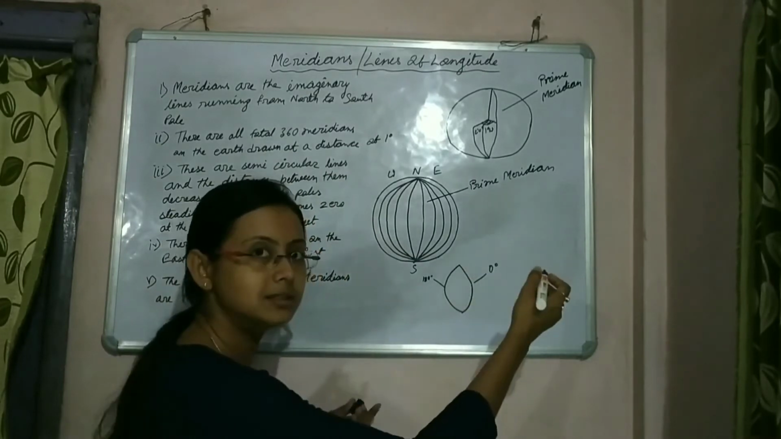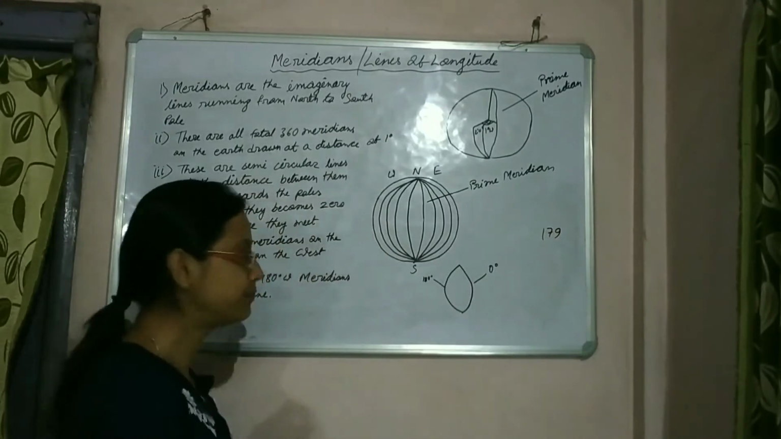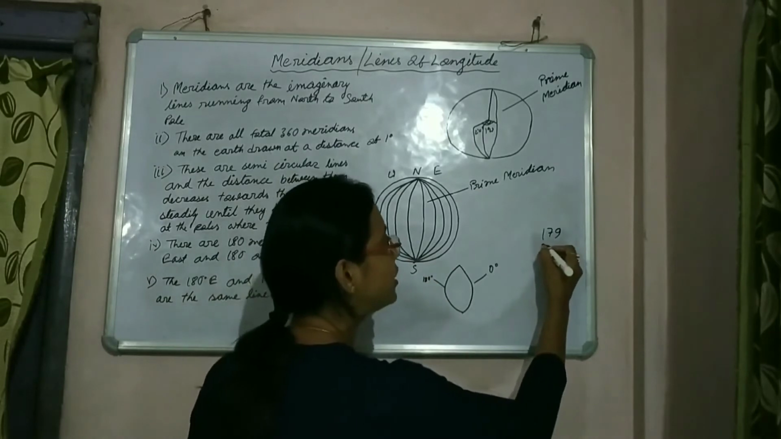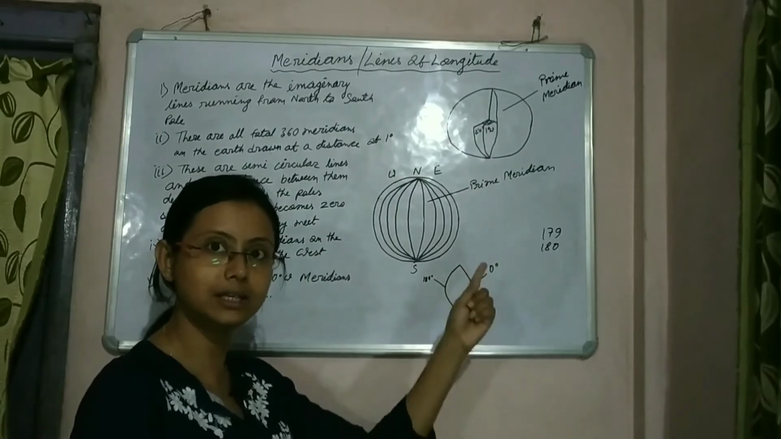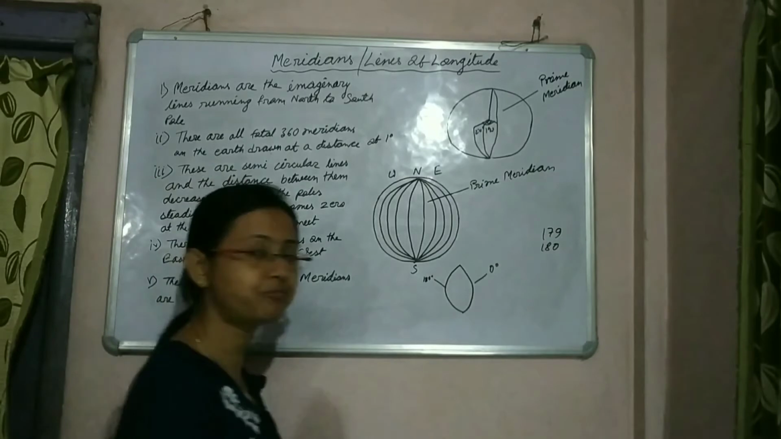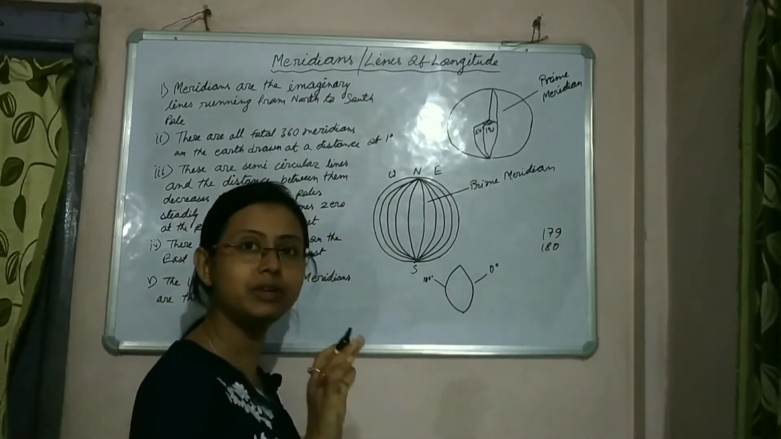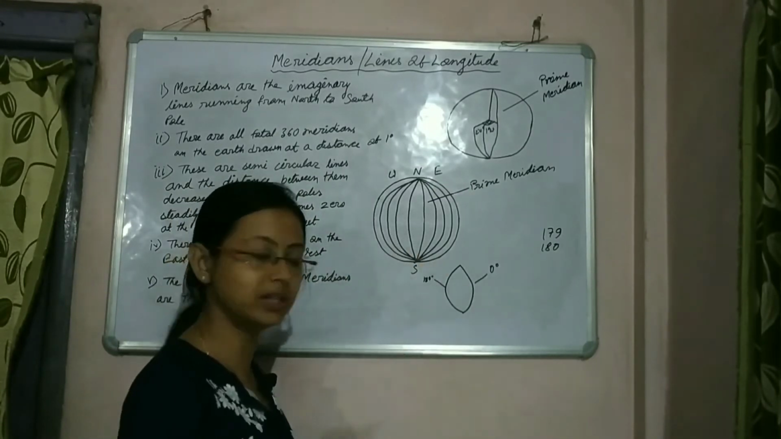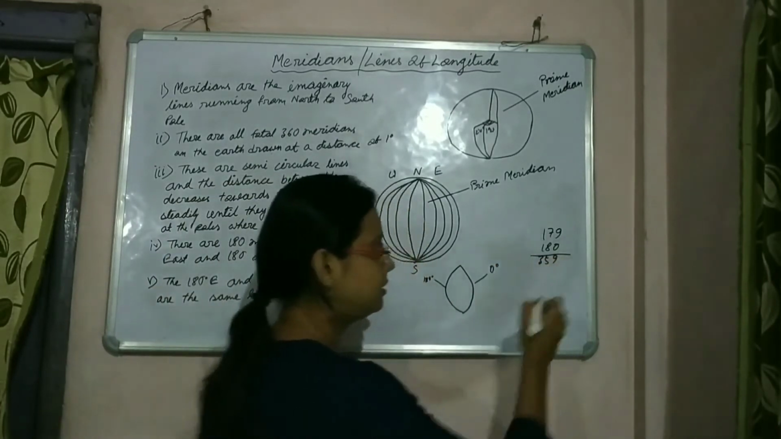Suppose from the eastern side, instead of 180 meridians, we have 179 meridians. So we are subtracting one here on the east. And on the west, we have 180 meridians. On the east, we have 1 degree east meridian to 179 degree east meridian, that is a total of 179 meridians. And on the west, we have 180 meridians, starting from 1 degree west to 180 degree west. So the total number we have here is 359.